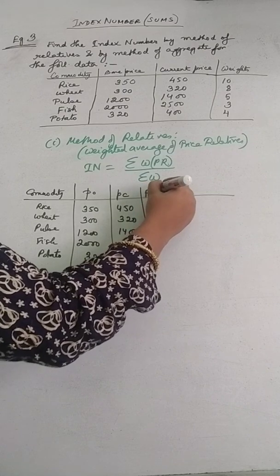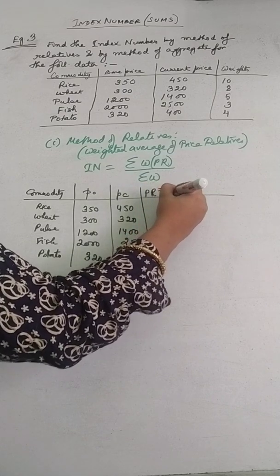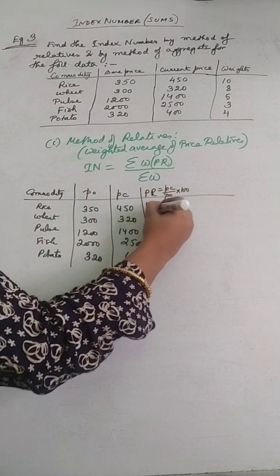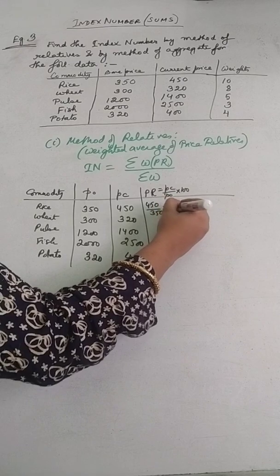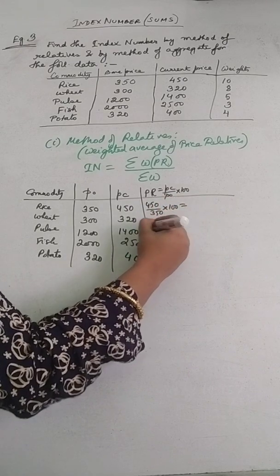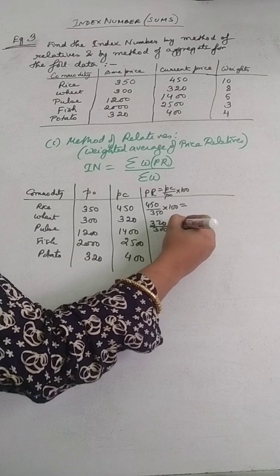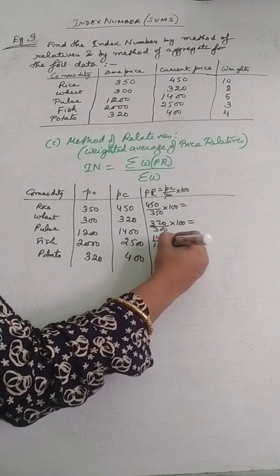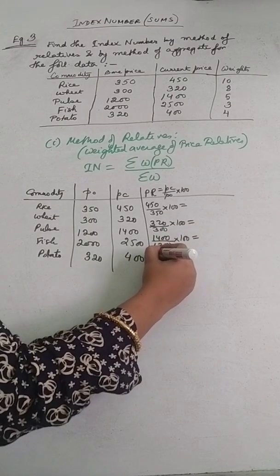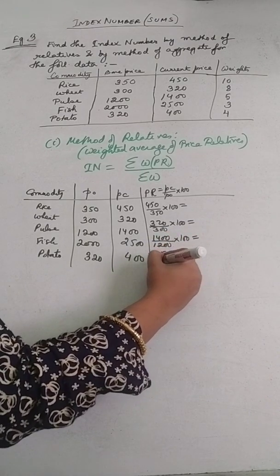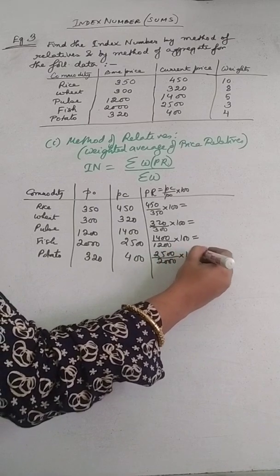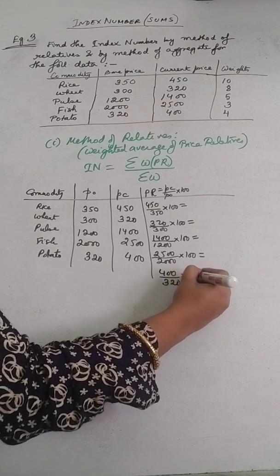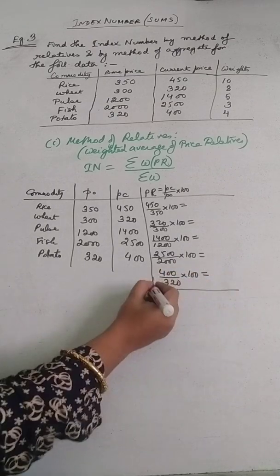PRs are needed, which is PC by P0 into 100. We calculate that: 450 by 350 into 100, 320 by 300 into 100, 1400 by 1200 into 100, 2500 by 2000 into 100, 400 by 320 into 100. So this is what we have.